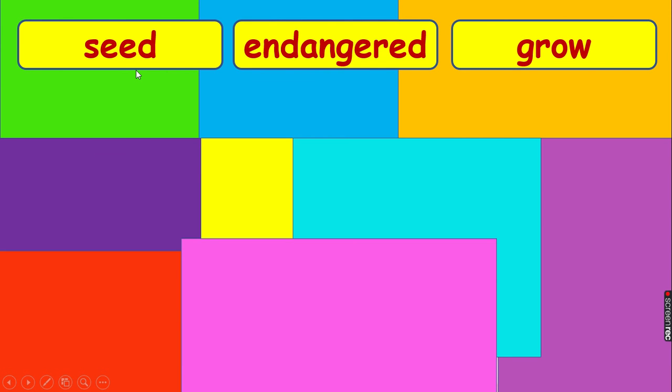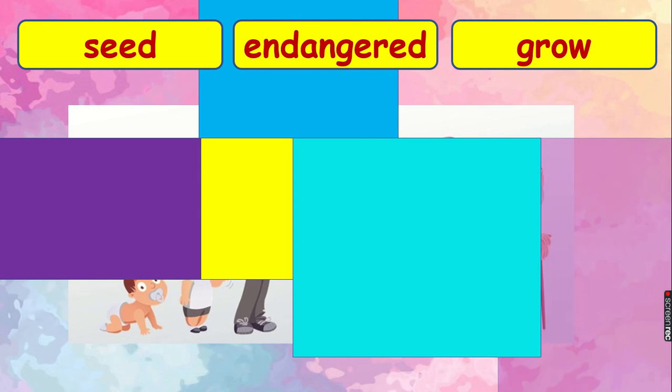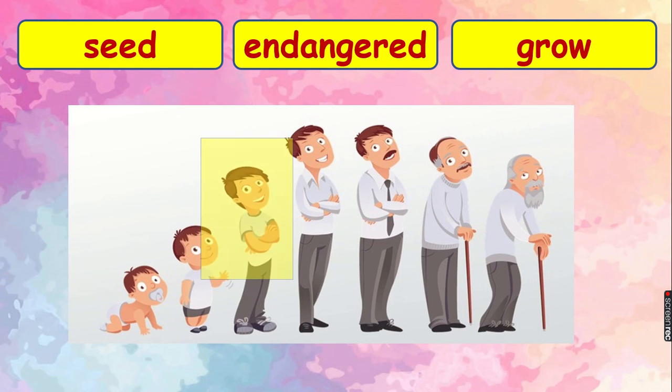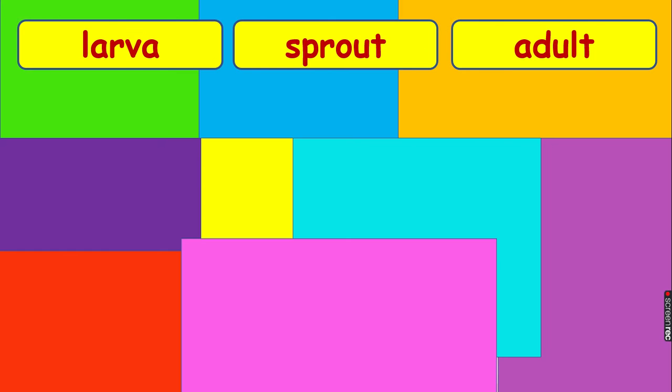Seed, endangered, grow. Which one do you think it is? Is it seed, endangered, or grow? You're right. It's grow. It's from baby to child, to bigger child, to teenager, and then adult, and then old age. Grow. We all grow. Next one.